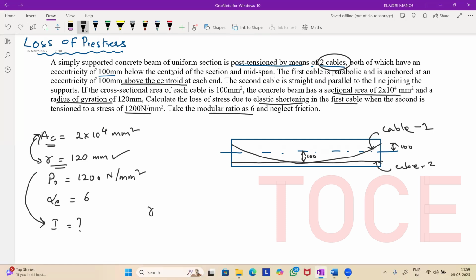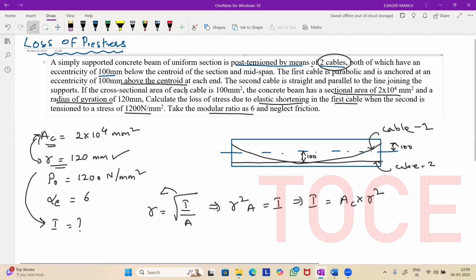So that is R, the radius of gyration, is equal to the square root of moment of inertia divided by A. If you square both sides, it will be R squared, and we need I, right? So moving A to the other side, I equals A R squared. That means moment of inertia is equal to area of concrete into radius of gyration squared. We have all these values, so just direct substitution.